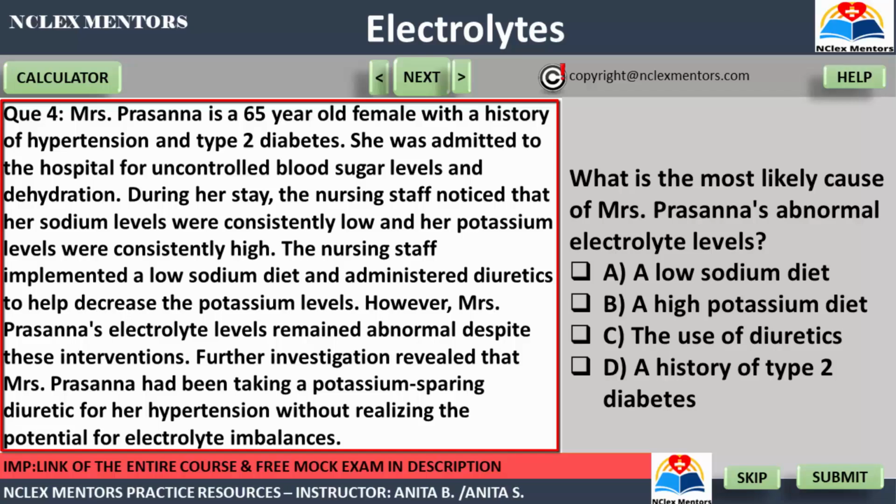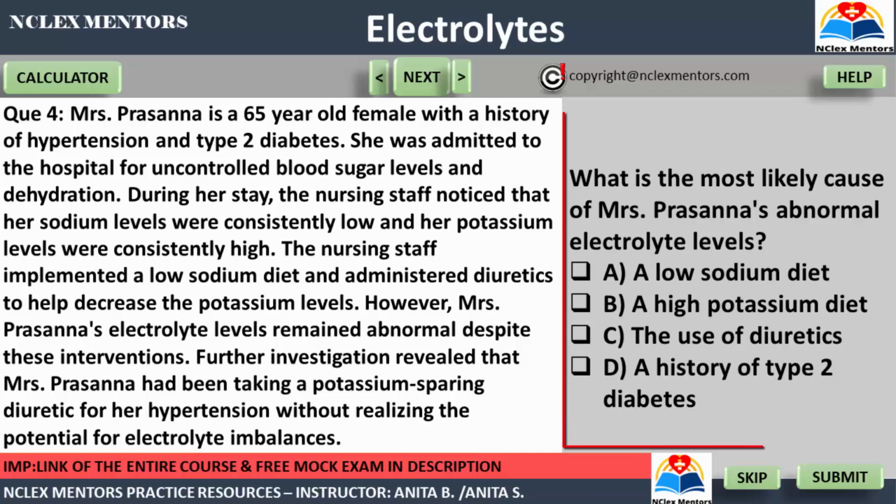Further investigation revealed that Mrs. Prasanna had been taking a potassium-sparing diuretic for her hypertension without realizing the potential for electrolyte imbalances. What is the most likely cause of Mrs. Prasanna's abnormal electrolyte levels? The options given to you for this question on the screen are Option A, a low-sodium diet. Option B, a high-potassium diet. Option C, the use of diuretics. Option D, a history of type 2 diabetes.